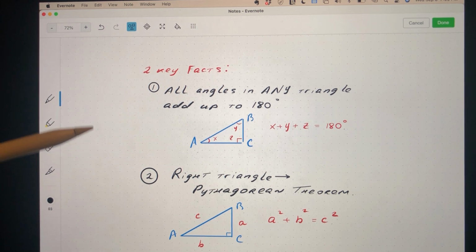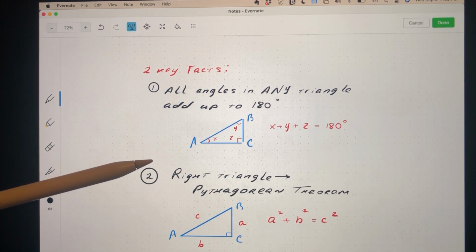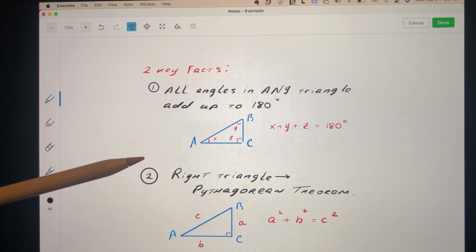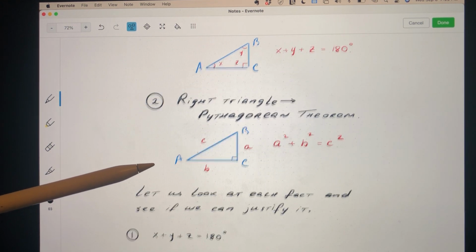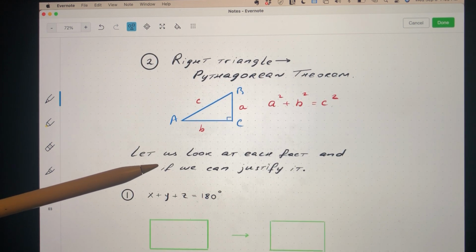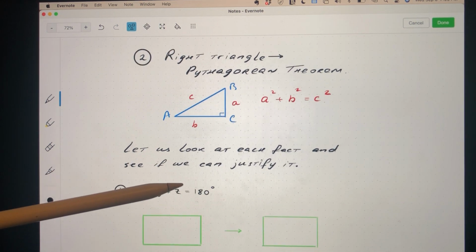Now let's look at each fact and see if we can perhaps justify it to ourselves, even intuitively. It will be better to have some idea of why it may be true as opposed to just memorizing. So let's look at each. The first one is that the sum of the angles is going to be 180 degrees.